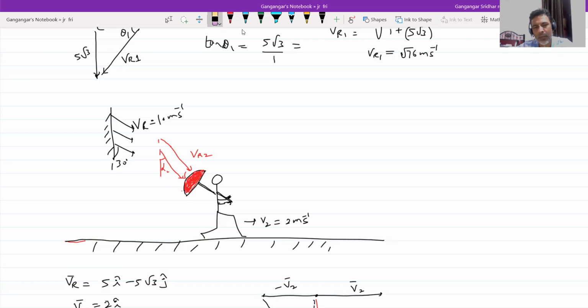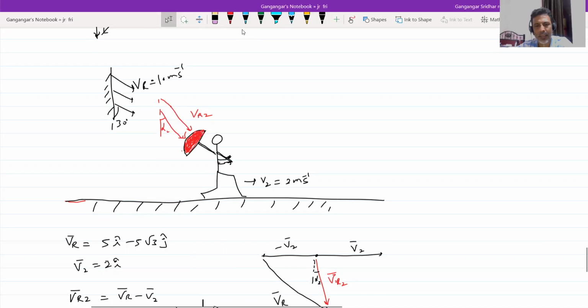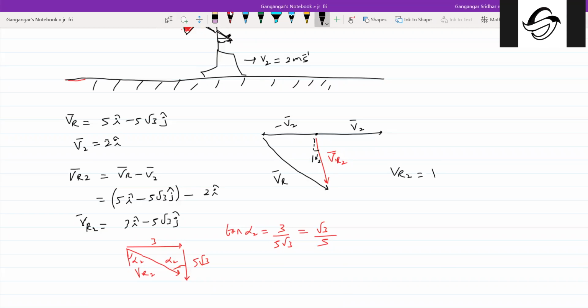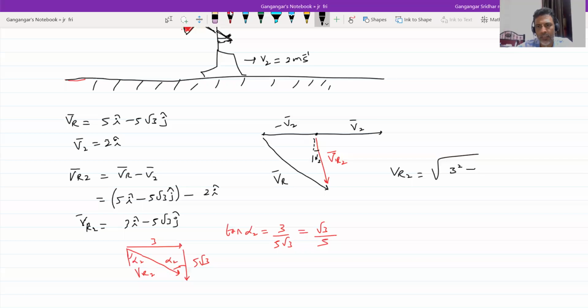What is the speed of the raindrops? We can further calculate it. Take the magnitude of that. Look at the speed of the raindrops. So what is VR2? VR2 is equal to root of 3 squared plus (5 root 3) squared. This will be 9 plus 25 into 3, root 84 meter per second. With that much speed, the raindrops will come and strike him.